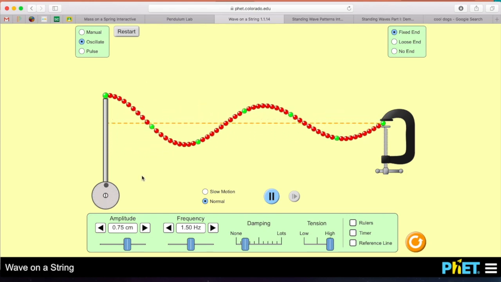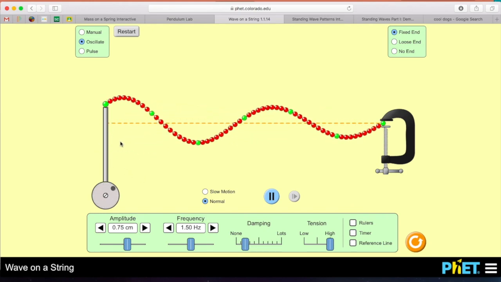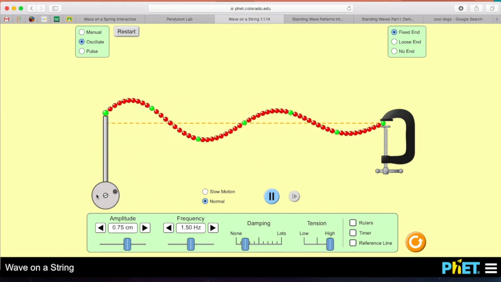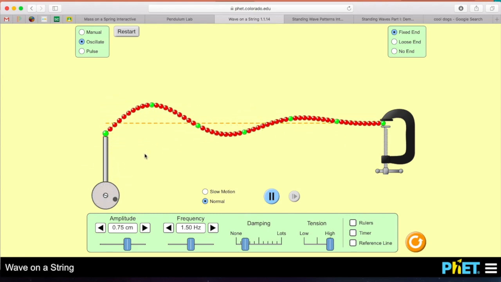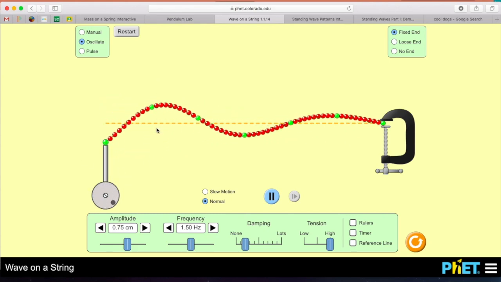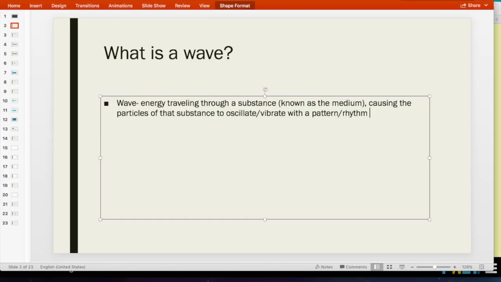Energy is moving through the system. We might use the word propagating. Energy is propagating from left to right through the system. It all starts here with this little machine. And that's causing the particles to oscillate. So that's the definition, basically, of a wave: energy traveling through a substance, known as the medium, causing the particles to oscillate.